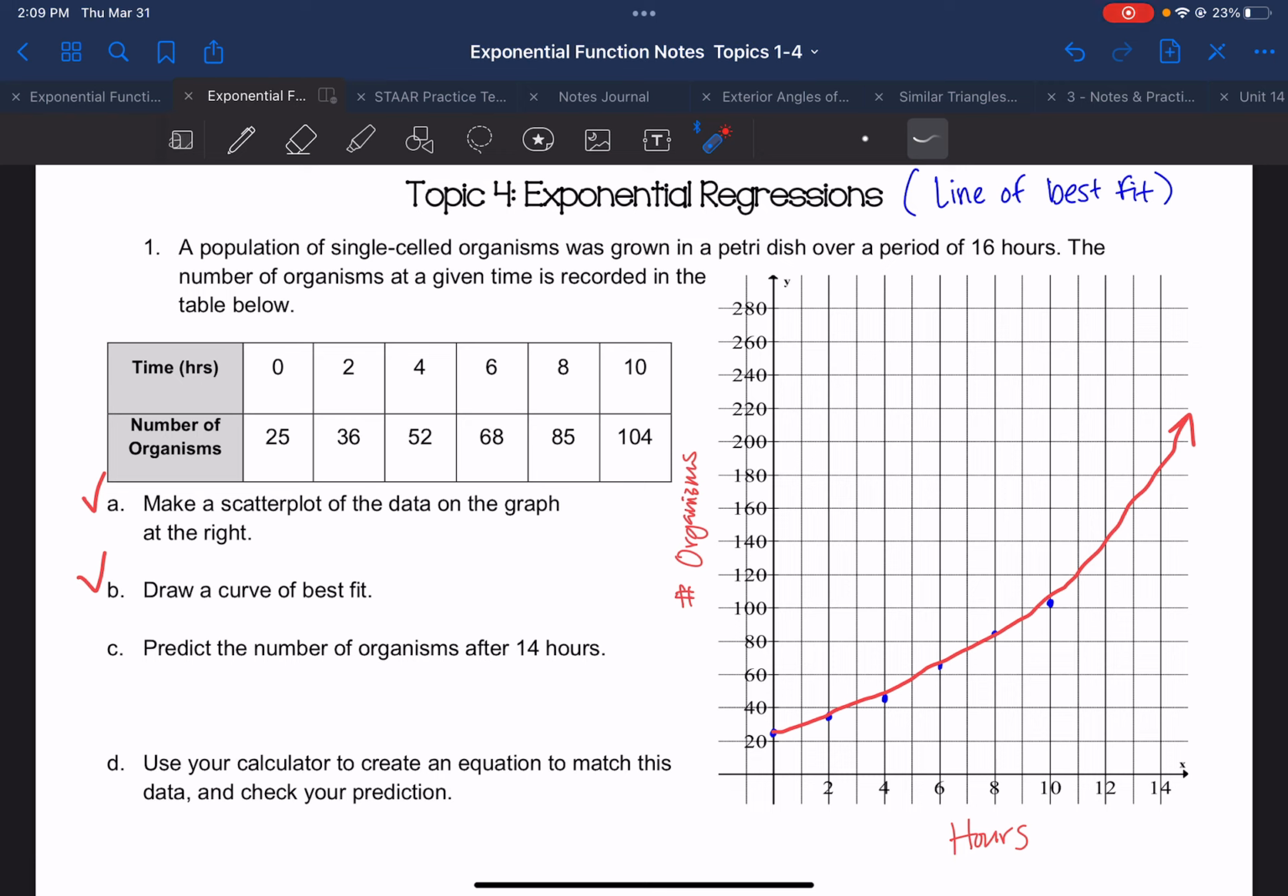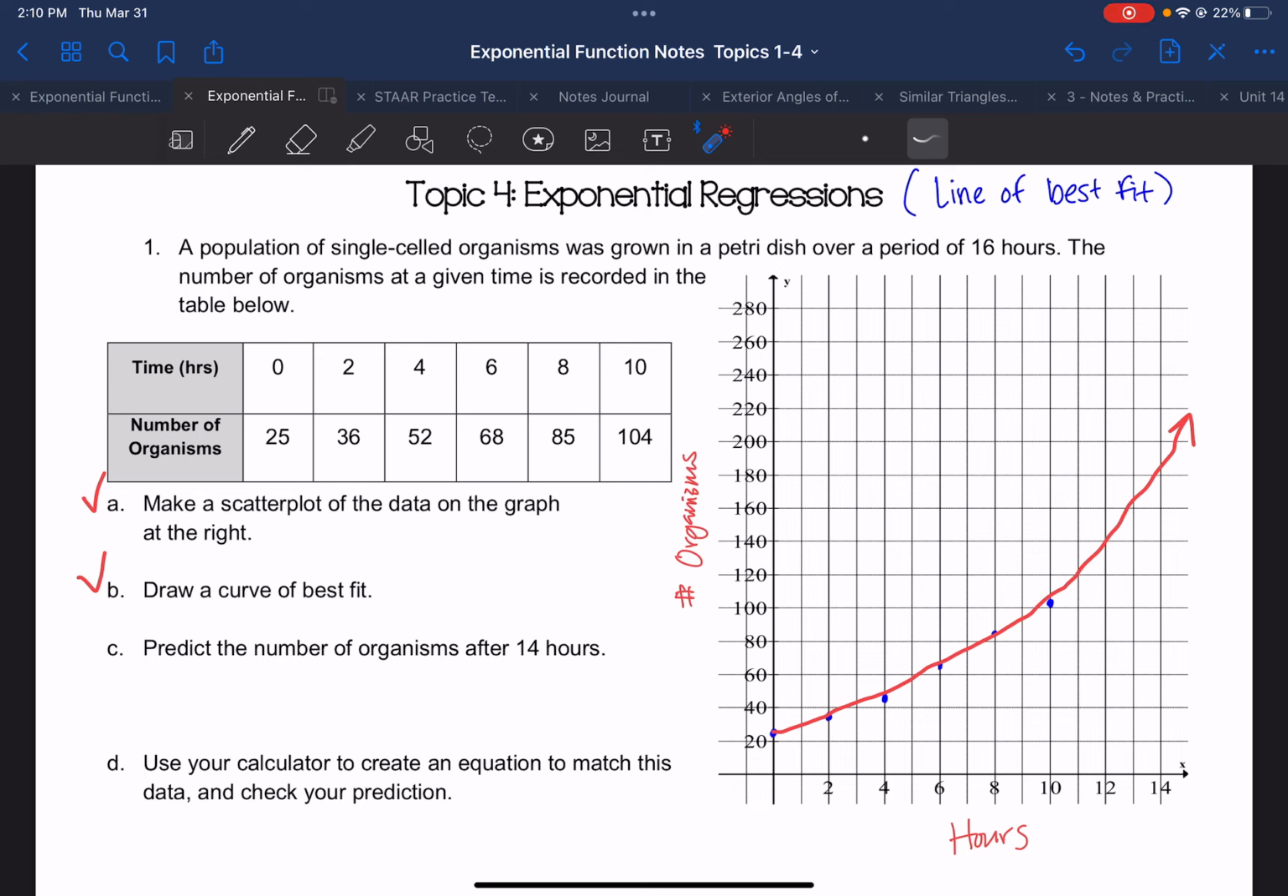Now that I have that, you also don't have your graph labeled, so go ahead and label that as well. Down here, this x-axis is your independent values. It represents hours, or number of hours. And then your y-axis represents number of organisms. Then it says, predict the number of organisms after 14 hours.